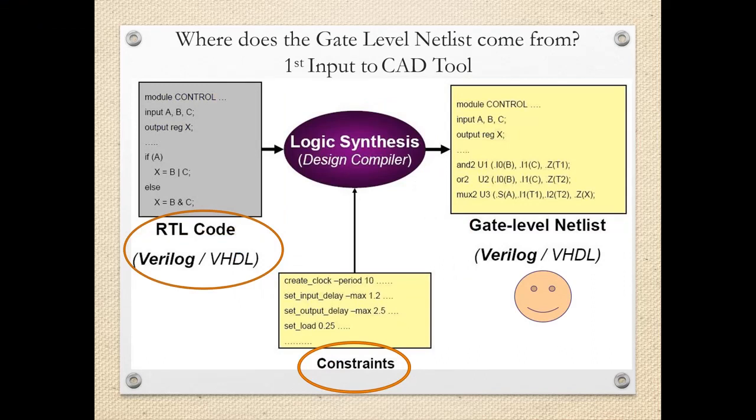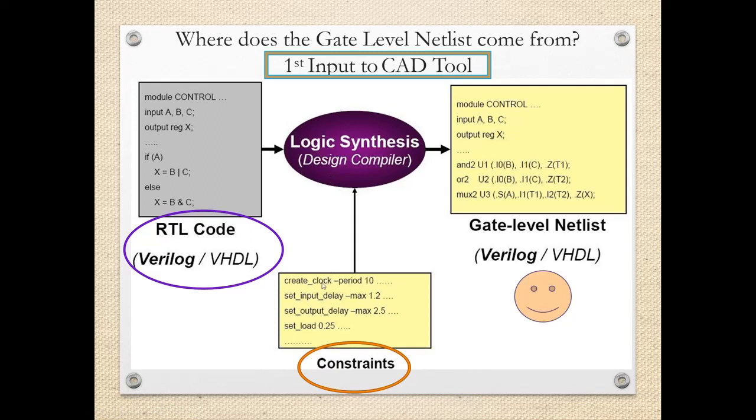So about the first input of the CAD tool. Where does the gate level netlist come from? Directly that netlist is not available. We have to enter the design with the help of a VHDL or a Verilog code. That is the first input. And this input is given to the logic synthesizer, which is also called a design compiler.